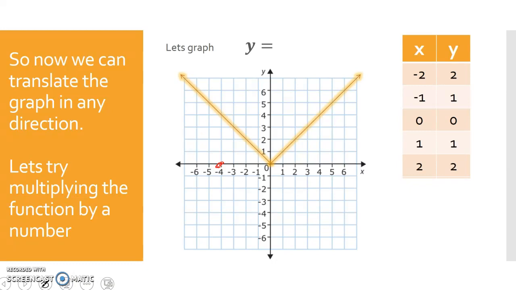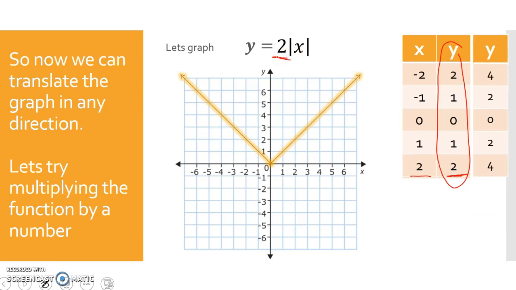Let's try multiplying the function by a number. We call this number a scalar. So instead of y equals the absolute value of x, which is what we had before as the parent function, now we're multiplying. After we take the absolute value of it, we're going to be multiplying it by 2. So that means we're going to take these y values. For example, if I plug in a 2, the absolute value of 2 is 2, but now I'm going to take that 2 and multiply it times 2, and that's going to give me a value of 4.